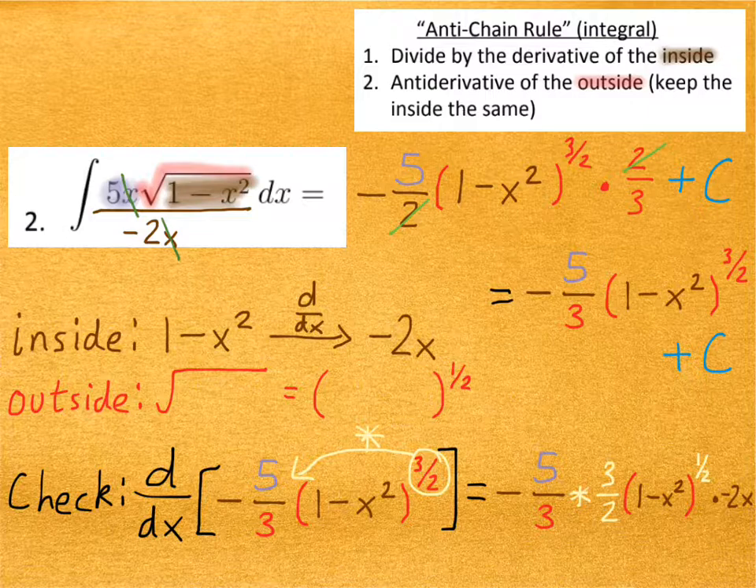And then the 3's cancel, 2's cancel, negative cancels, and we have 5x times the square root of 1 minus x squared. Alright, it worked. Alright, let's have one more example.